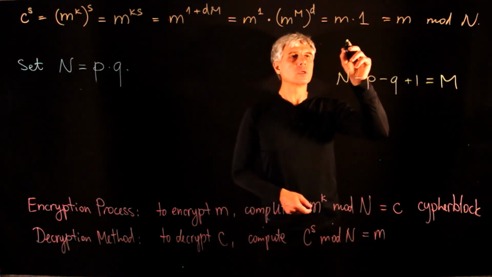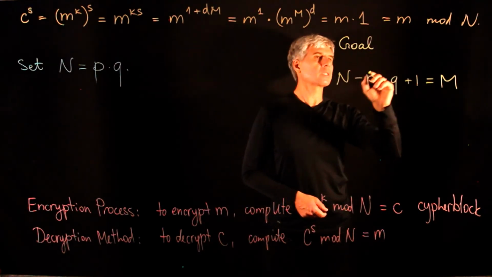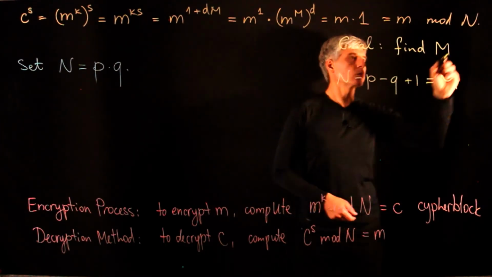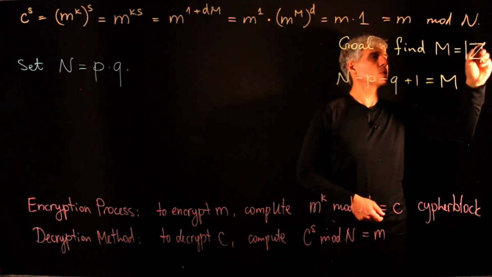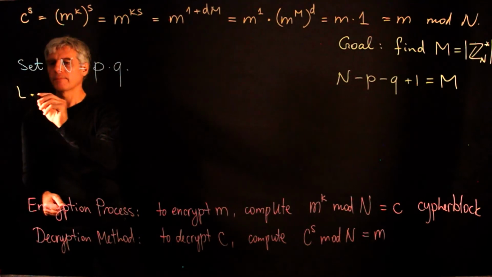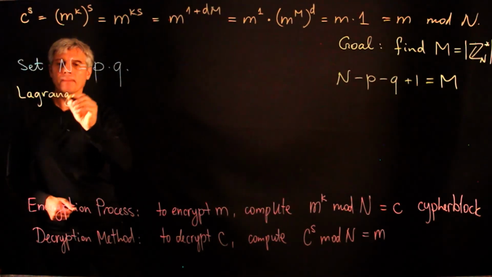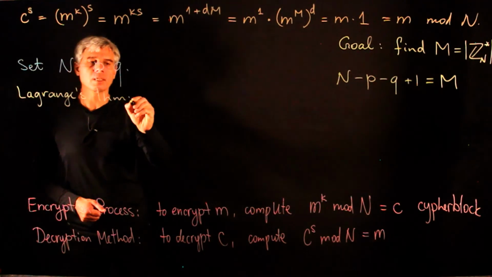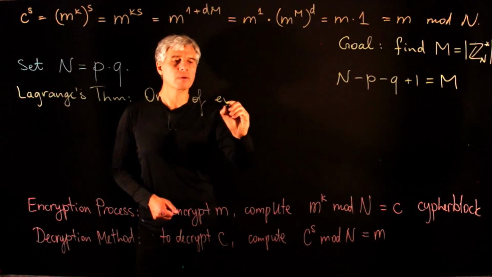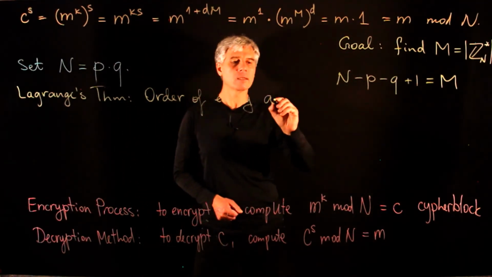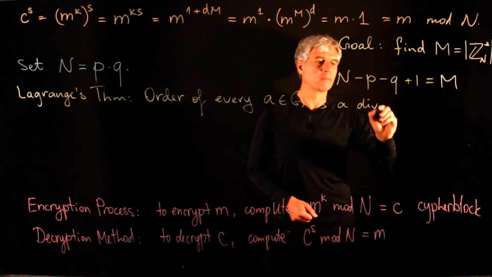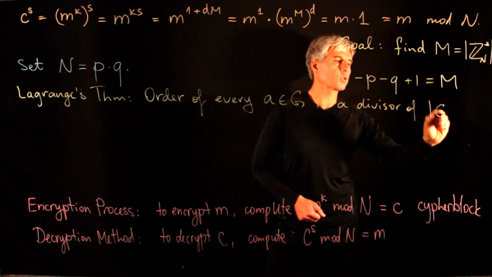So what is our goal? Our goal is to find m, right? Which is the order of this multiplicative group. So the idea for finding this order is again based on Lagrange's theorem, that says that the order of every element A in the group G is a divisor of the order of G.